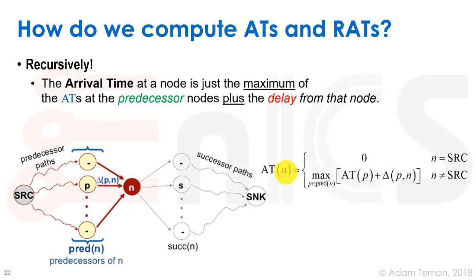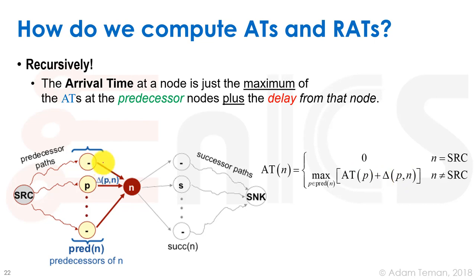So the arrival time at node n is zero for the source, and for any other node, it's the arrival time at its worst: the arrival time at the predecessor plus the delay from the predecessor to the end, and we take the maximum of all of those.